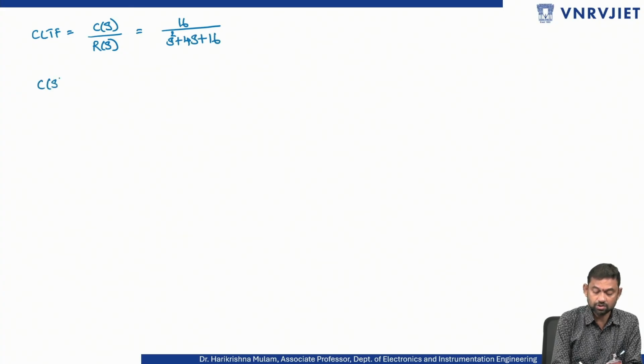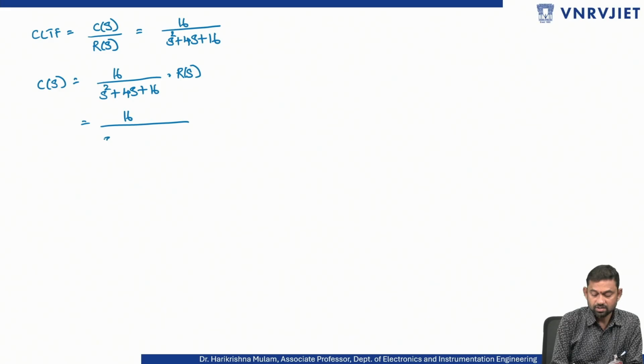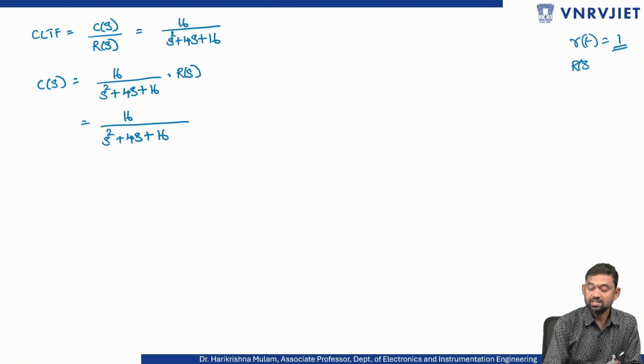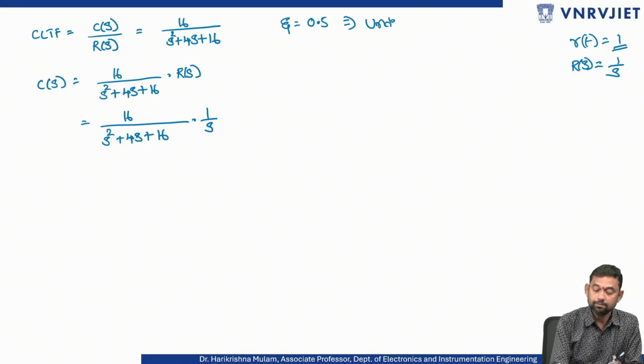Therefore, C of s is equal to 16 by s square plus 4s plus 16 into R of s. That is equal to 16 by s square plus 4s plus 16 into, we know that input r of t is equal to unit step input. Therefore, Laplace transform of it is equal to 1 by s. So here it is 1 by s. But we already told that zeta value is equal to 0.5, so the system is underdamped.